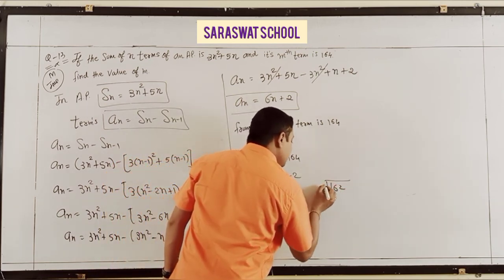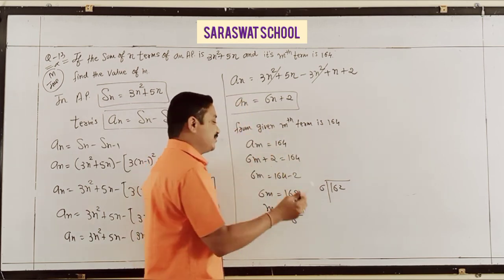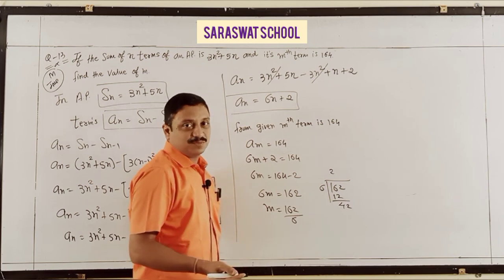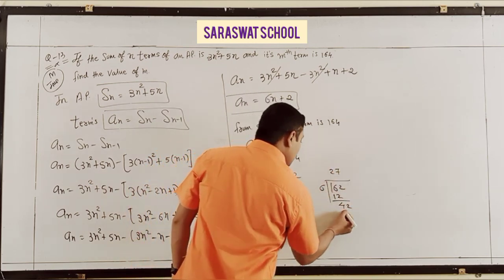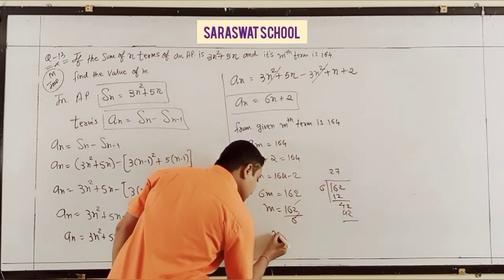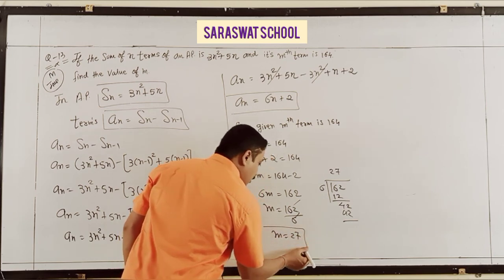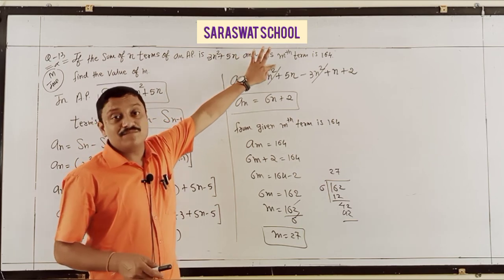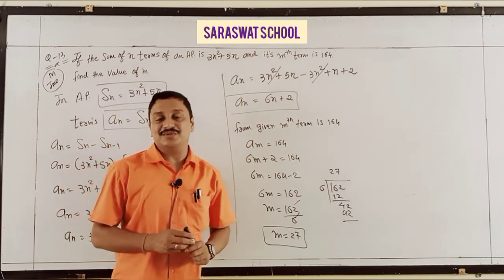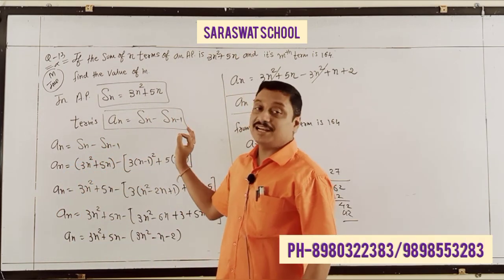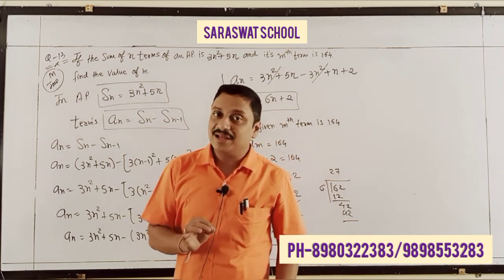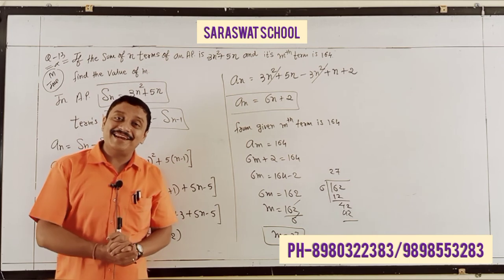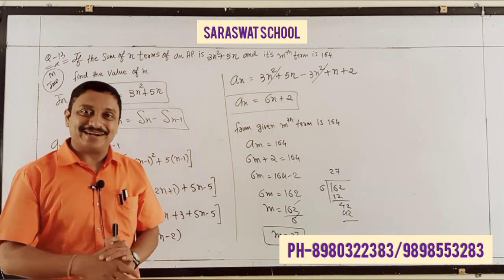It's very easy. And here, students, 6 2s are 12, 4 remaining, 42. 6 7s are 42. It means your m is 27. And m value means the 27th term is 164. Yes, students, this exercise related to 13th question is done. And I stop this part. Further explanations for this AP topic I explain in the next part. Bye bye, students.